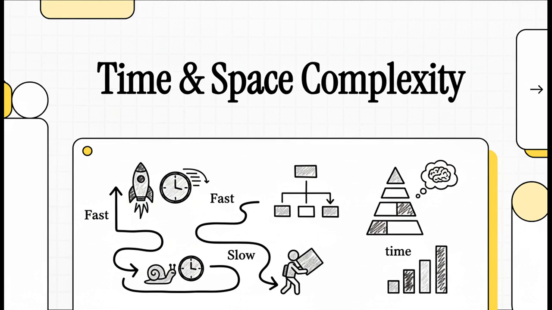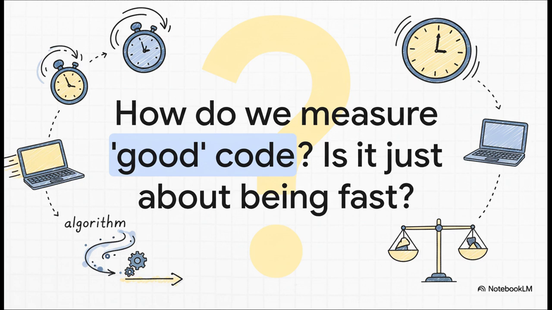Let's dive in. So let's start with the big question. How do we even measure good code? I mean, is it really just about how fast it runs? Well, not exactly. Think about it. If we just used a stopwatch, my brand new laptop would always crush a 10-year-old computer. But that doesn't tell us which code is smarter, right? We need a better yardstick, something universal that works on any machine, anywhere.